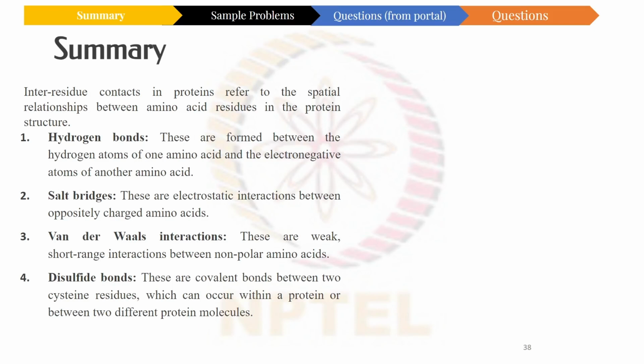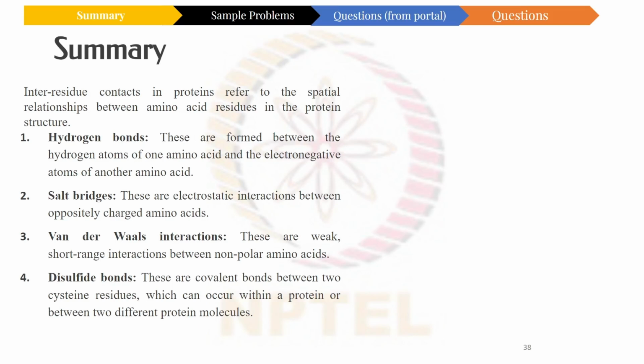The first is hydrogen bonds, which are formed between the hydrogen atom of one amino acid and the electronegative atom of another amino acid. These hydrogen bonds are very important for stabilizing the secondary structures. Then we have salt bridges, which are electrostatic interactions between oppositely charged amino acids. Salt bridges play a critical role in protein-protein interactions. Then we have van der Waals interactions, which are weak and short range interactions between non-polar amino acids.